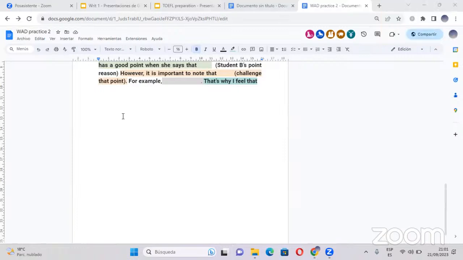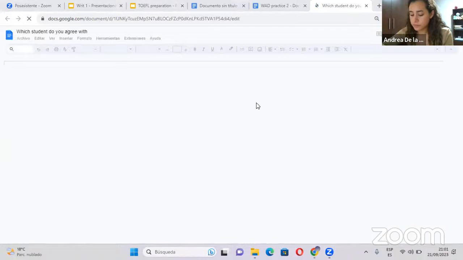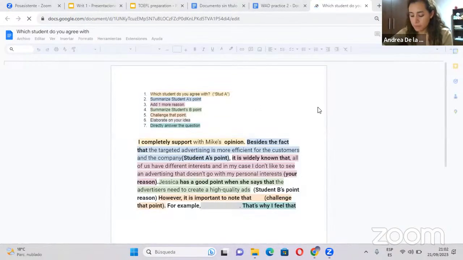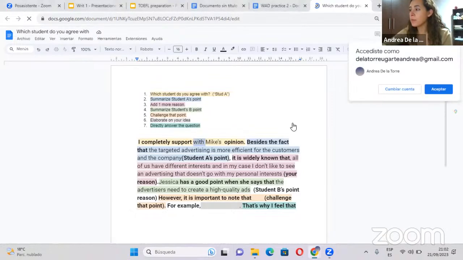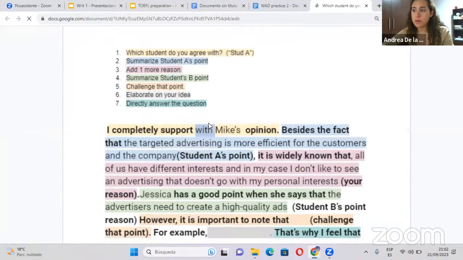Okay, perfect. We have Guadalupe. Let's see. Okay. So she says, I completely support Mike's opinion. After the verb support, we don't really need anything. We don't need a preposition. So first, careful with the grammar. I completely support Mike's opinion without the "we."